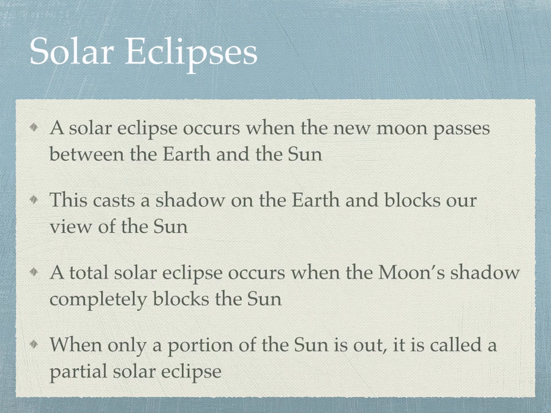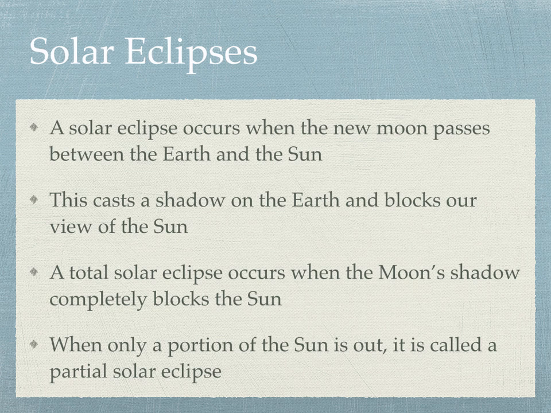A solar eclipse occurs when the new moon passes directly between the Earth and the Sun. This casts a shadow on the Earth and blocks our view of the Sun. A total solar eclipse occurs when the moon's shadow completely blocks the Sun. When only a portion of the Sun is out of view, it is called a partial solar eclipse.